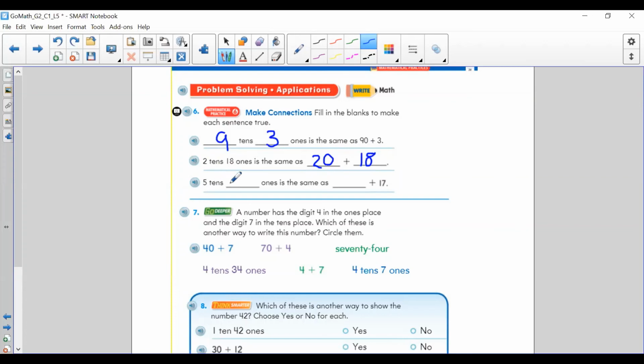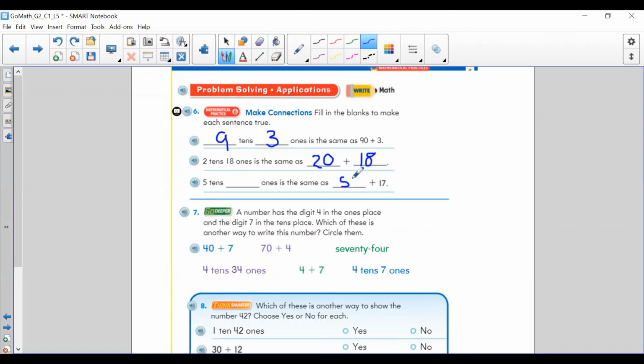So 5 tens and blank ones is the same as blank plus 17. Okay, well, let's look at this. 5 tens, what is the value of 5 tens? We can put that right here. Can you count by 10s 5 times? 10, 20, 30, 40, 50. So that number would be 50.